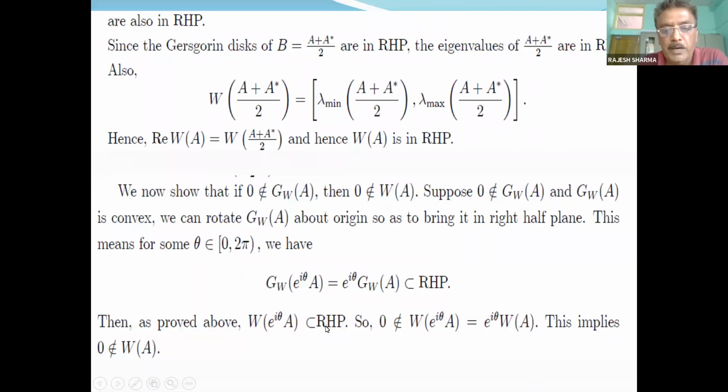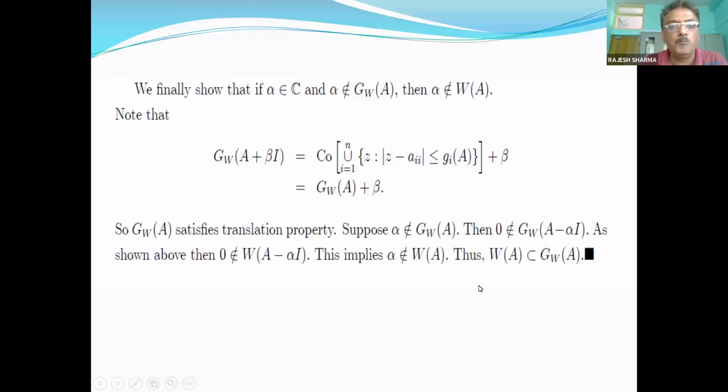Also, right half plane means this open right half plane, that is excluding the imaginary axis. So it does not contain origin. 0 does not belong to it. Therefore, if the numerical range of e^{iθ}A, which by the scalar multiplication property equals e^{iθ}W(A), does not contain 0, this implies 0 also does not belong to W(A), because if 0 belonged to W(A), then on multiplying with this, we would get that 0 also belongs to the numerical range of e^{iθ}A.